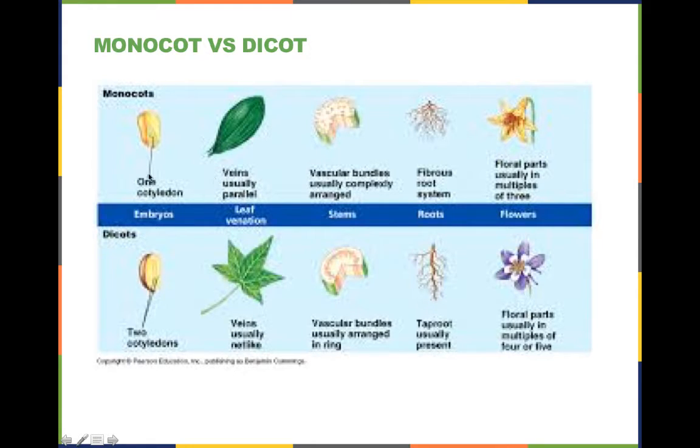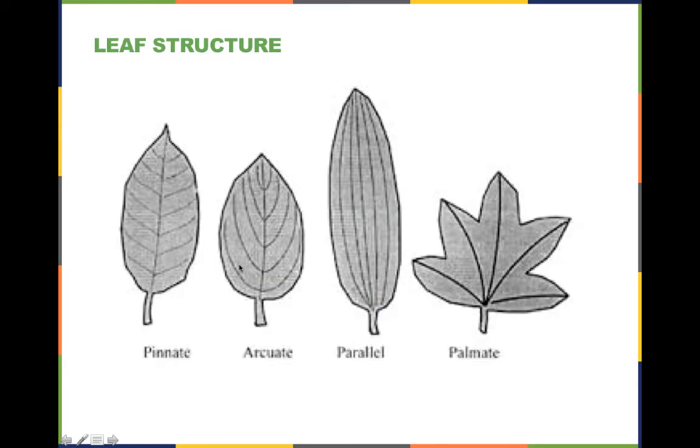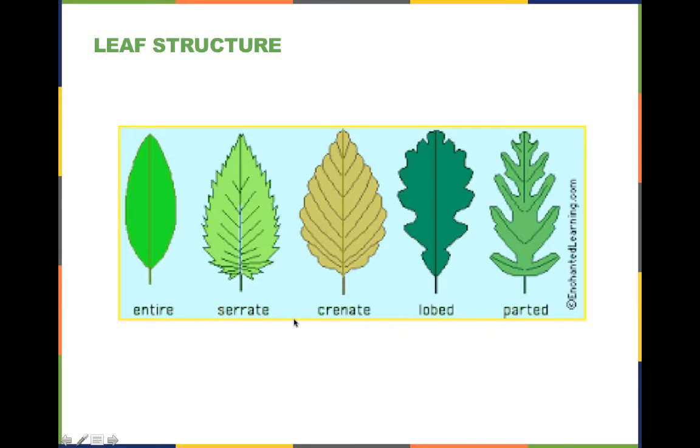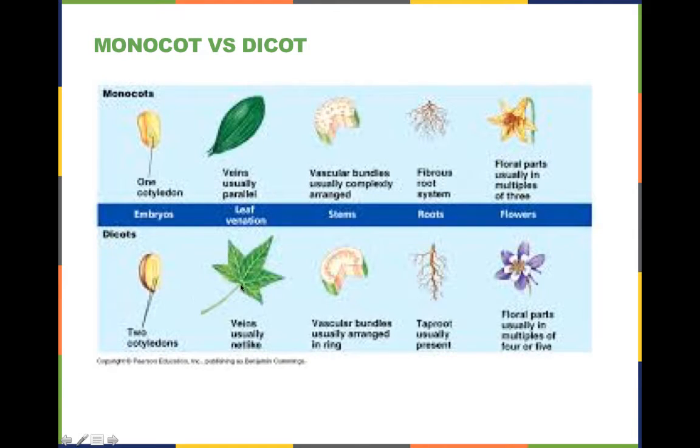The veins in a monocot plant, a plant that has a single cotyledon, are generally parallel, whereas in the dicot they tend to be branching like this with a network. So if we look back at our types, they can be pinnate, they can be palmate or arcuate, but they tend to have this sort of branched or network-like structure, whereas the veins on a monocot are parallel like this.